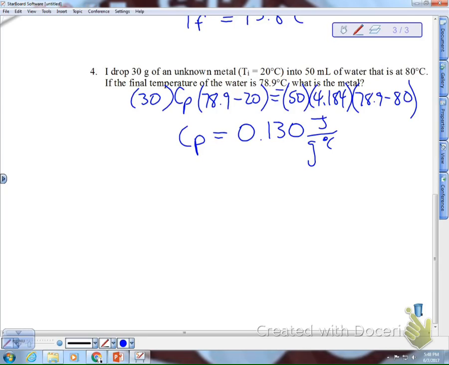And if you look at your table trying to pick out your best answer, you've got a couple that are pretty close. I believe the closest is lead. I think it was 0.128. That's pretty close. Tungsten was like 1.126 or something like that. That's also pretty close and well within the errors that you would get from a lab project.